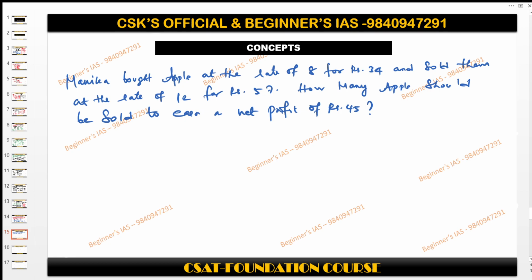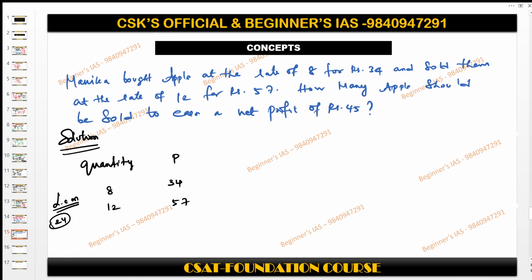So everybody getting how to do this one? Okay, I'll do here. So the previous concept also applies here. Please remember, don't think that it's a new one. Here quantity 8 here, 12 here, price has been provided here 34, here 57. So the LCM is nothing but the quantity. So now the LCM is what? 24. For 24, we are calculating.